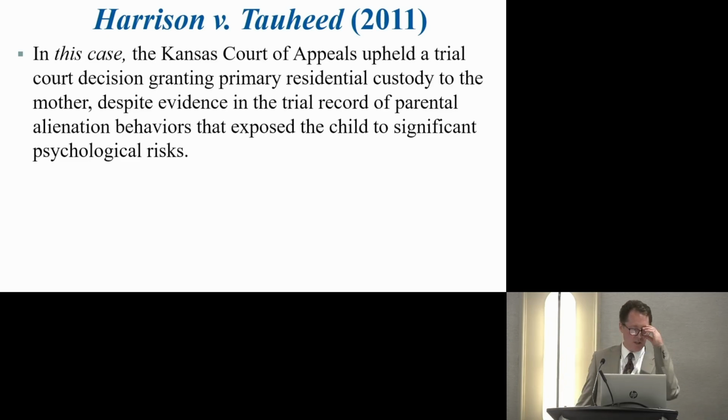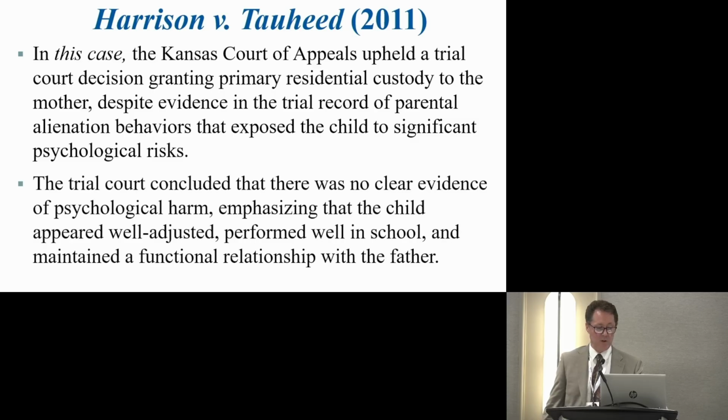So here's a Kansas case, a court of appeals. It upheld a trial court decision granting primary residential custody to the mother, despite evidence in the trial court record of parental alienation behaviors that exposed the child to significant psychological risks. Trial court concluded that there was no clear evidence of psychological harm, emphasizing that the child appeared well-adjusted, performed well in school, and maintained a functional relationship with the father.